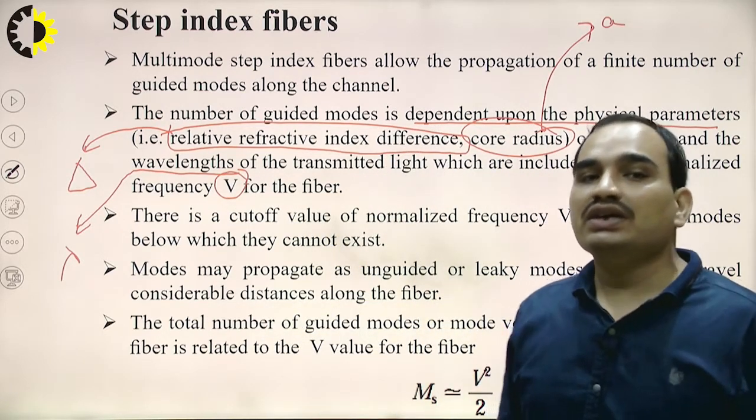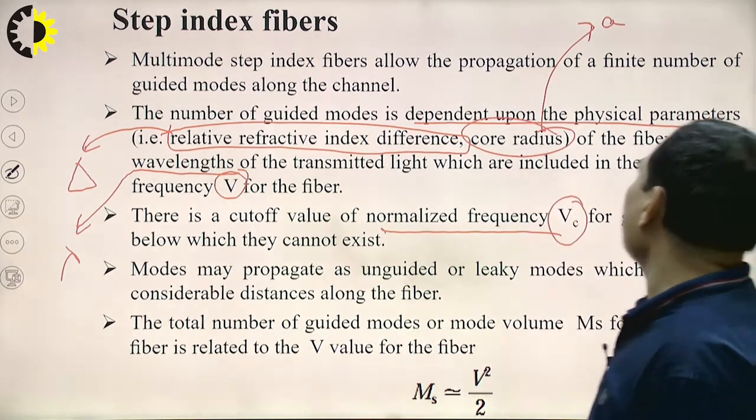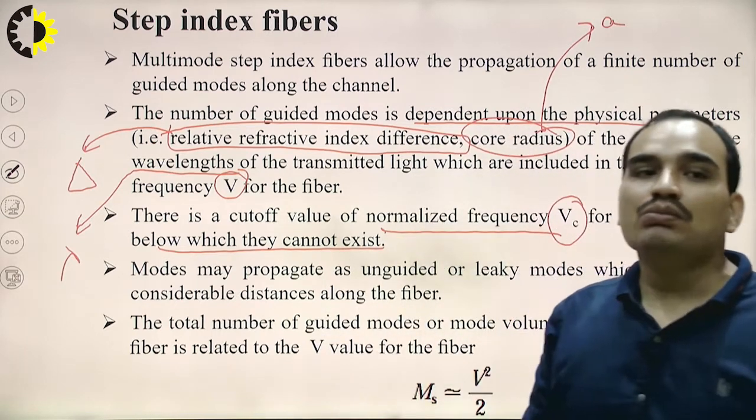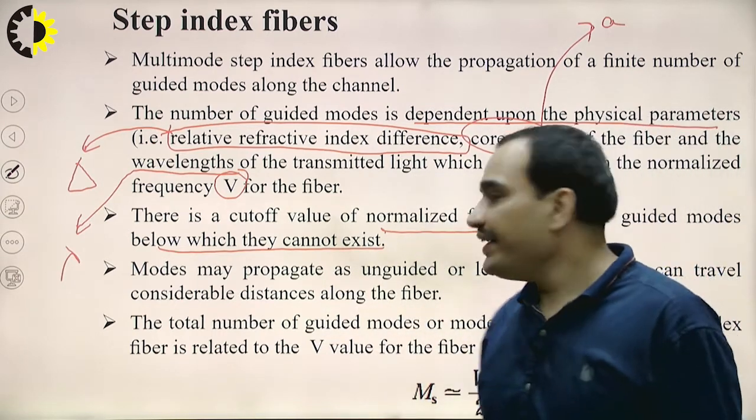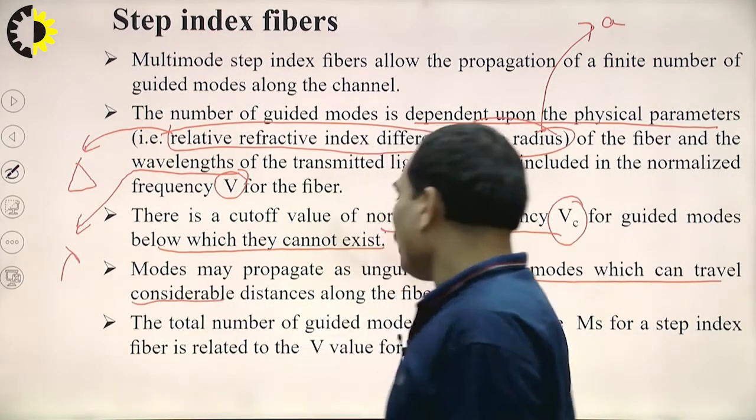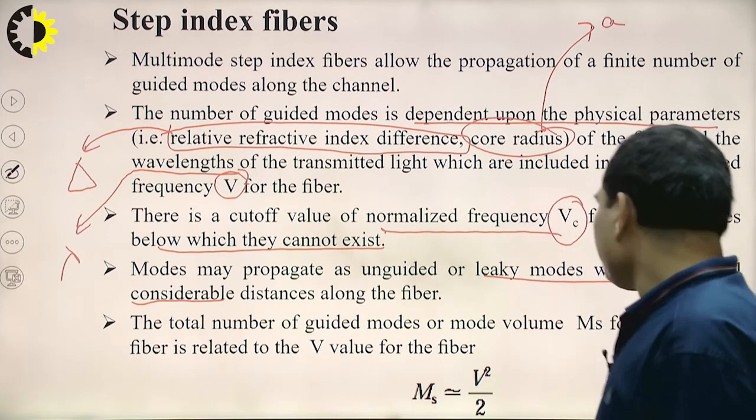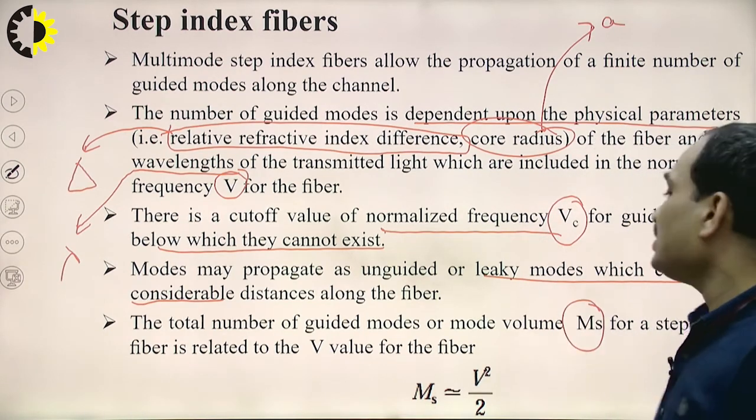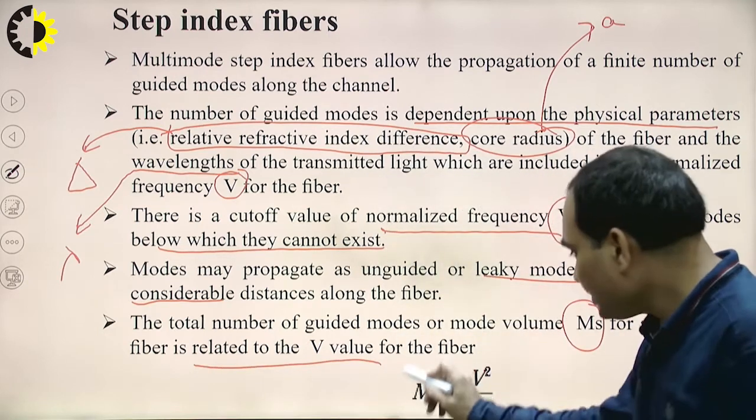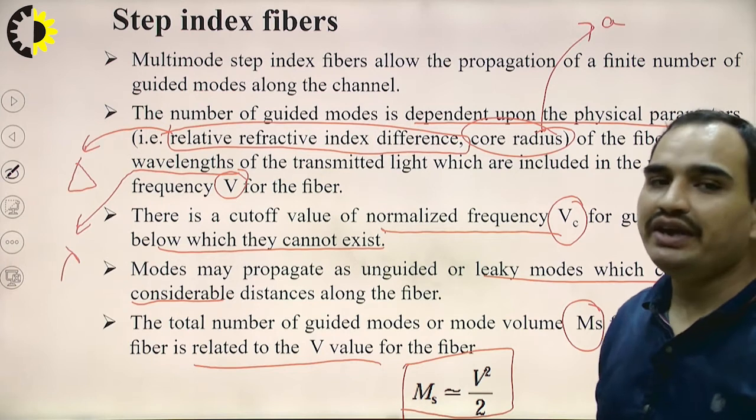There is a cutoff value of the normalized frequency, that is Vc, for the guided modes below which they cannot exist. Modes may propagate as unguided or leaky modes which can travel considerable distance along the fiber. So the total number of guided modes or the mode volume, that is Ms, for a stepped index fiber is related to the V number and is given by Ms approximately equals V square by 2.